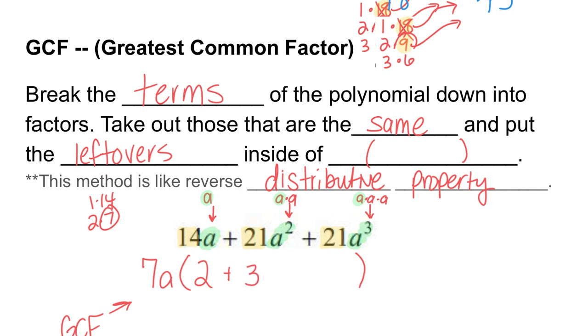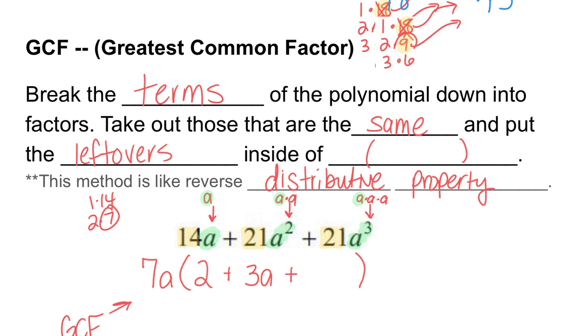Now this one had a squared on it. I have an a outside, but if this was a squared, I still have that one a that's left behind on the inside. Because a times a would give a squared. So 7a times 3a gives 21a squared. So I've done that. Now I move on to the next term.